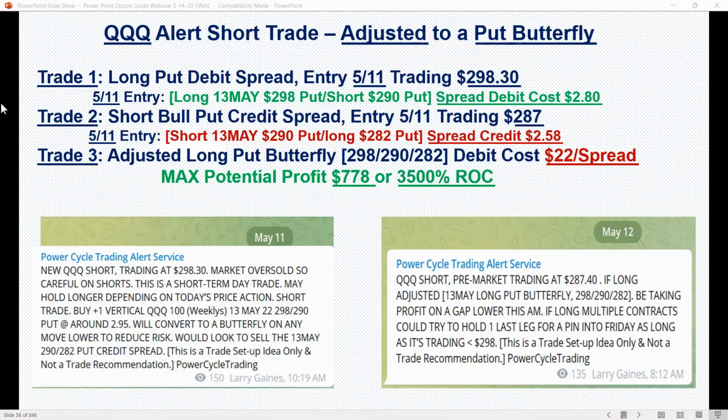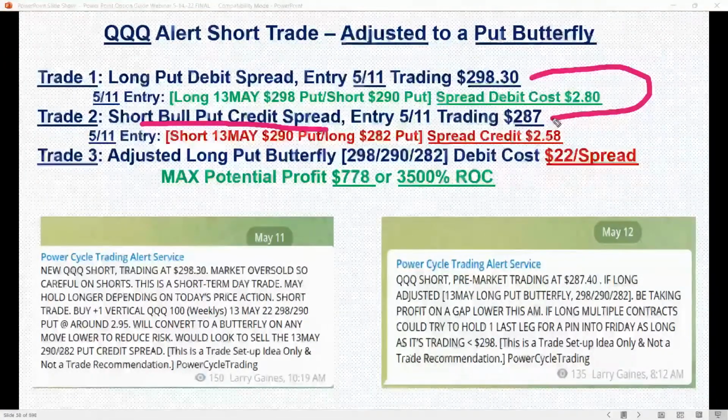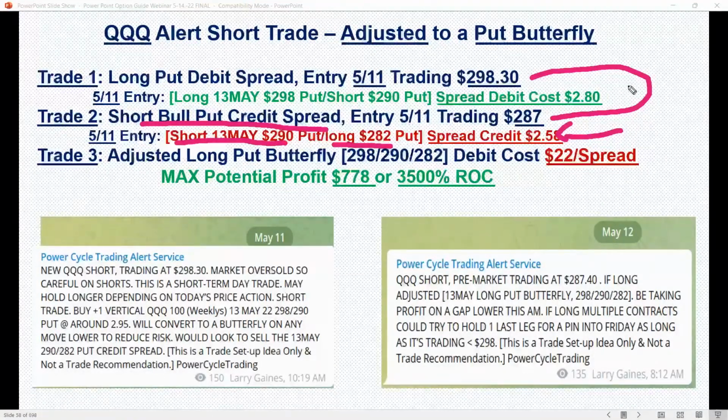And then trade 2 was, again, looking to our 3 steps forward, that we were thinking, okay, if it moves down, what can we do? So if it moves down, we were going to then sell a bull put credit spread. And so we did that. It went from 298, it was trading down at 287, kind of in our target area. So when it's trading hard down here, we were able to sell short the 13 May 290 put, buy the 282 put, and bring in a credit of 258. So we almost offset that full debit cost of 280 by this credit of 258.